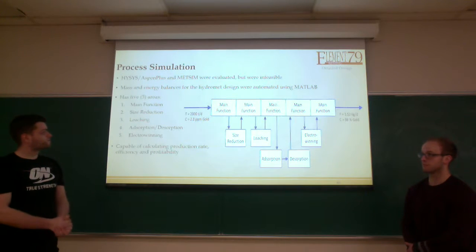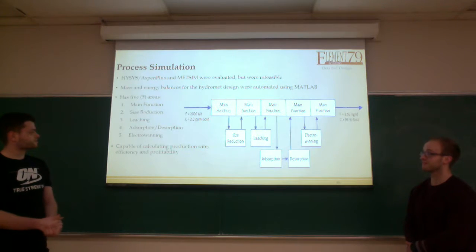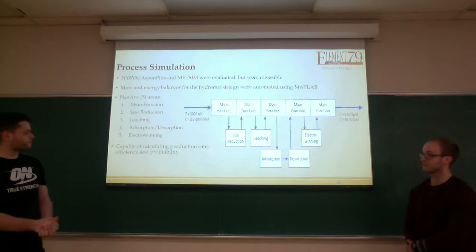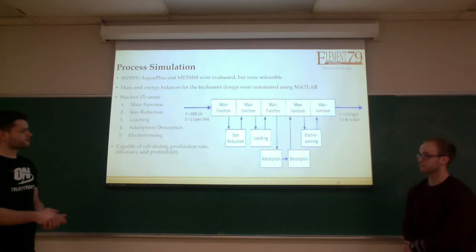For the 5 main areas, size reduction, leaching, adsorption, desorption, electrowinning, capable of calculating production rate, efficiency, and profitability. These were calculated in Excel for the mineral processing side of the process.